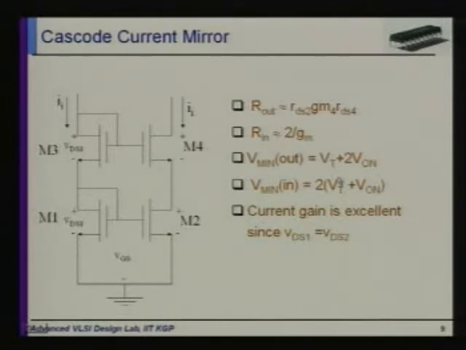Now the minimum output voltage I have already said is nothing but 2 VOV plus VT. Minimum input voltage: this is the direct connected load, so this point will be VGS plus VGS, where VGS equals VOV plus VT. So the total minimum input voltage would be 2 into VT plus VOV. And the main factor is the current gain, which is not so. This may say that the accuracy of this particular current mirror is very high, very good.